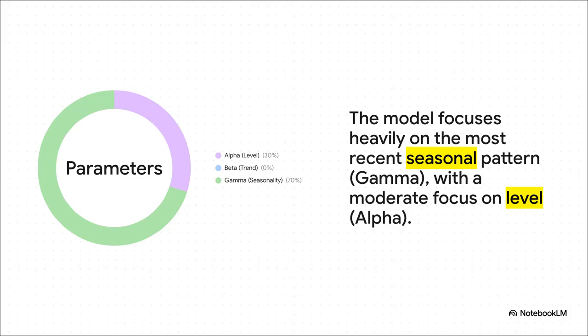Now, when we look at the parameters the model chose, it tells a really interesting story. Alpha for the level is pretty moderate. Beta for the trend is at 0. That means the model found a very stable, consistent upward trend that didn't need a lot of tweaking. But look at gamma, our new parameter for seasonality. It's at a whopping 96%. A high gamma like this means the model is putting almost all its trust in the most recent seasonal pattern. It's basically saying the best way to predict this summer's peak is to look at what happened last summer.